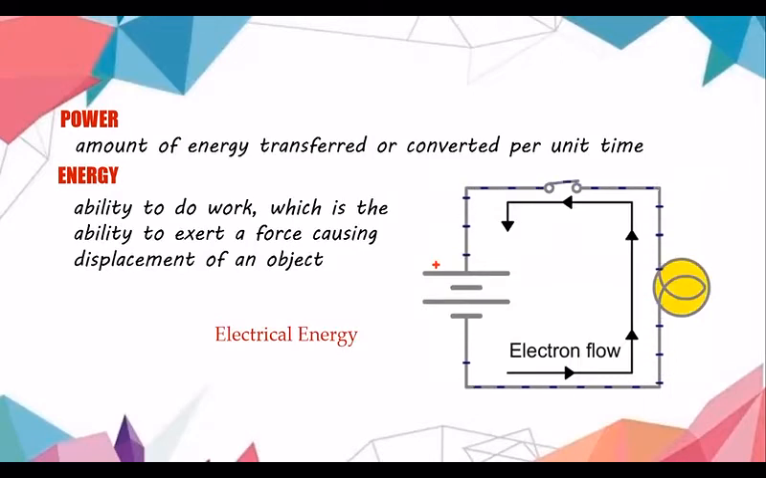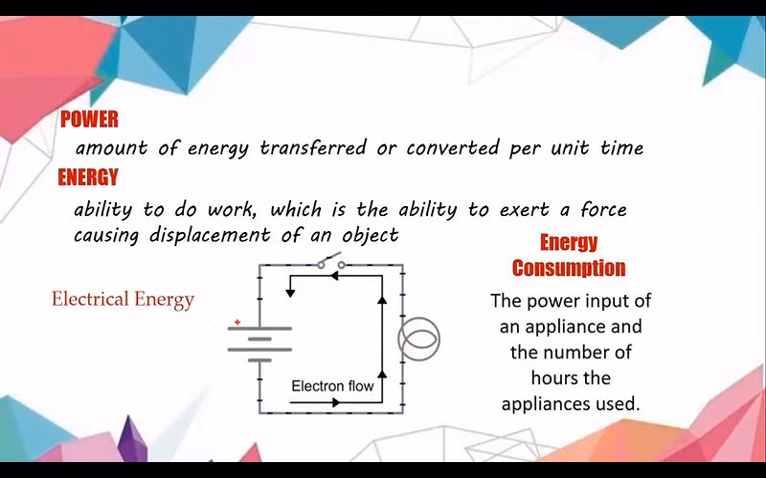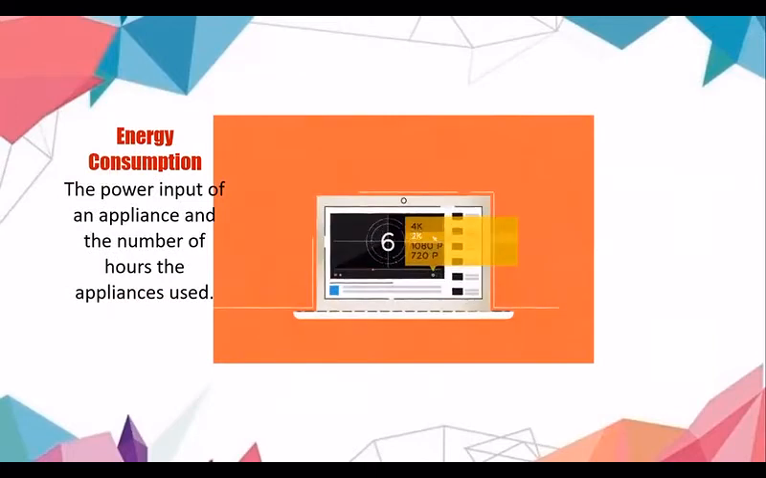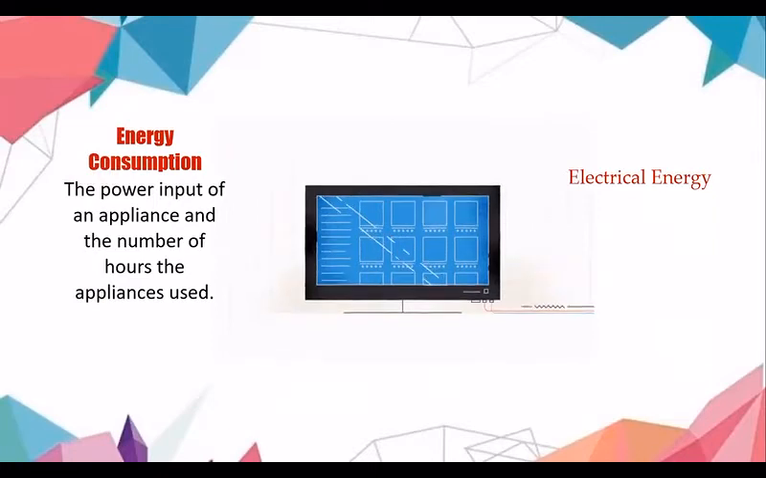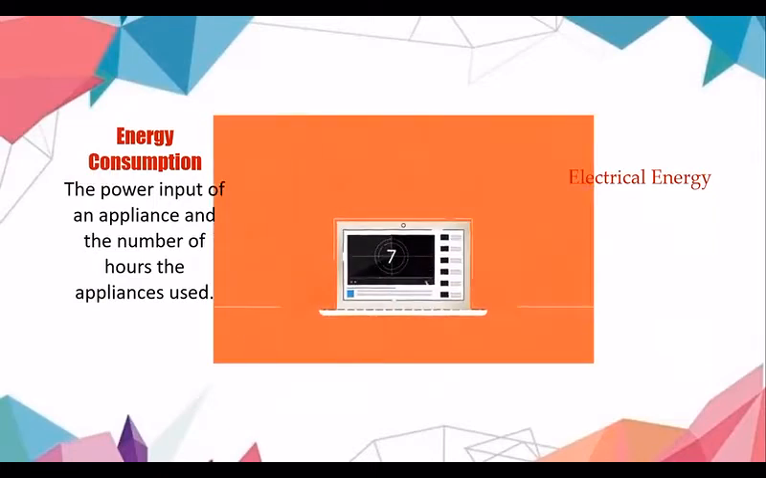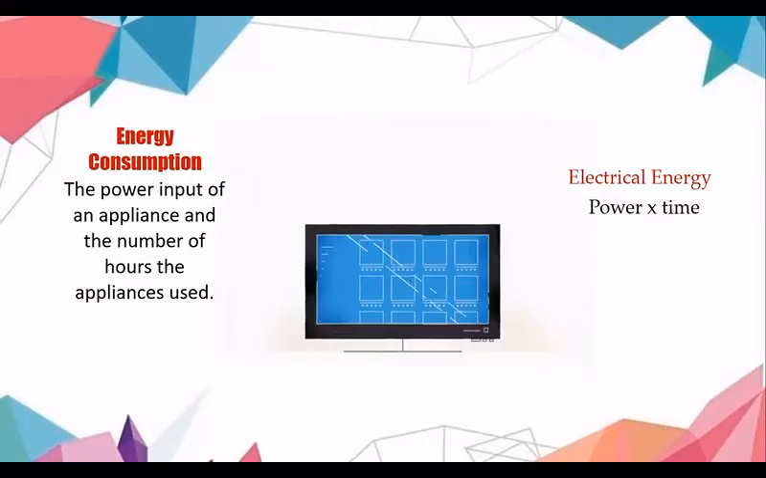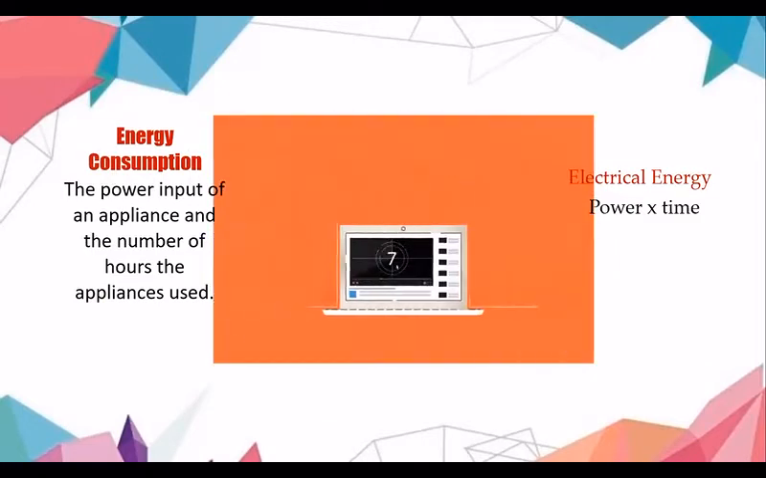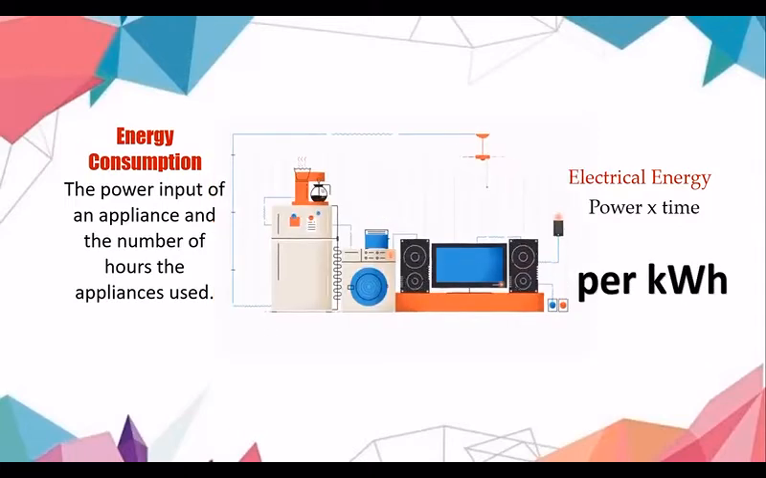This electrical energy is related to the energy consumption we incur daily, which is about the power input of an appliance and the number of hours the appliance is used. We can compute our energy consumption by multiplying the power needed to make each appliance function and the number of hours in which they are used. And remember, it is measured in kilowatt-hours.